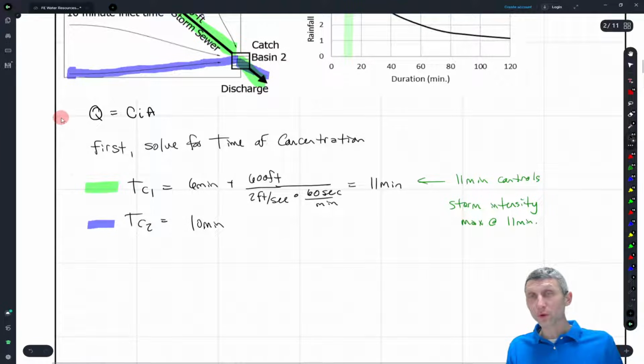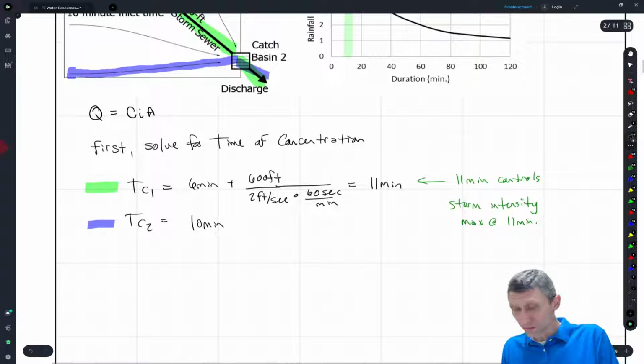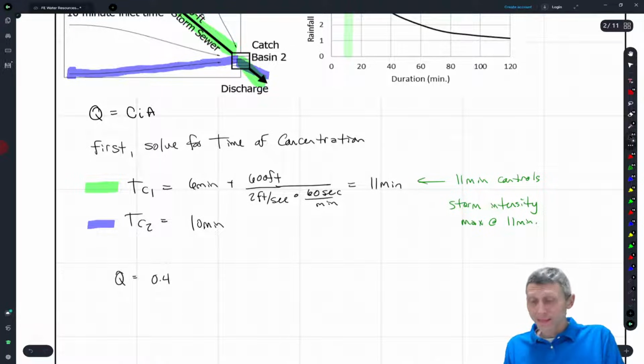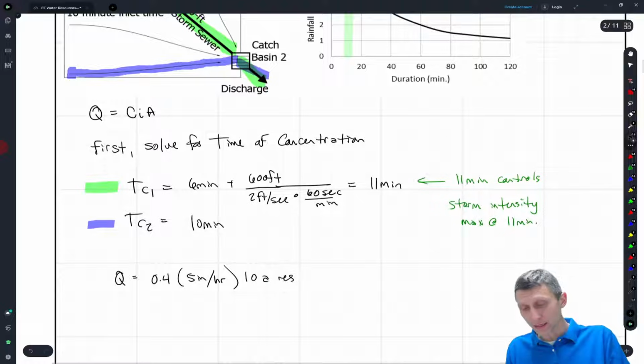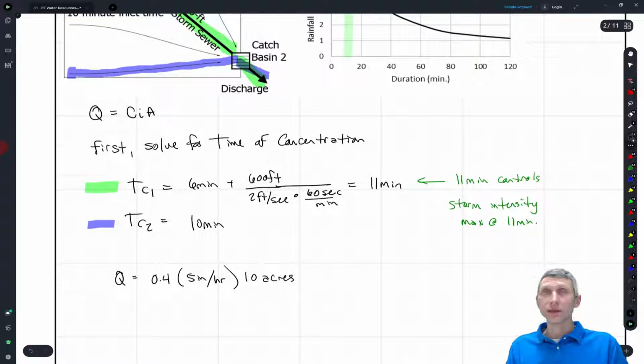So when we come back and solve our formula now, essentially all we have to do is say, well, Q equals C, which is going to be that 0.4 that was given, times what? 5 inches per hour times 10 acres. And some of you are looking at this and saying, man, those units are really nasty. And to be honest, they are nasty.